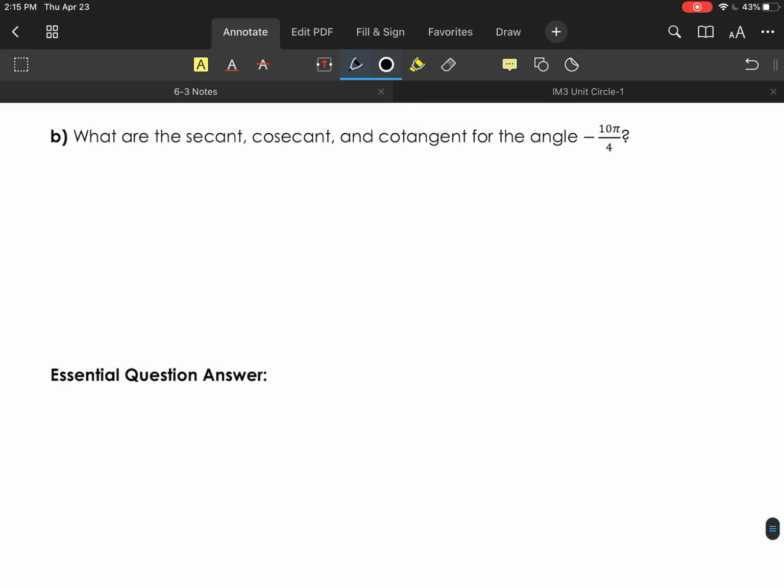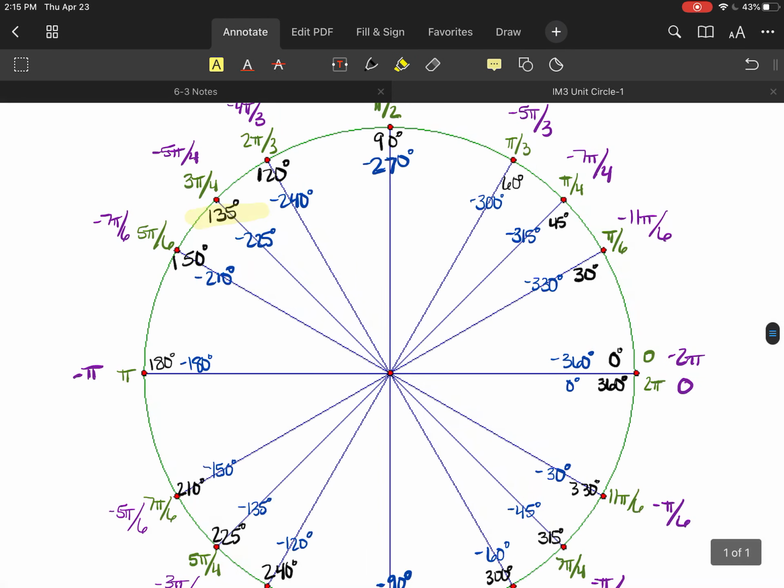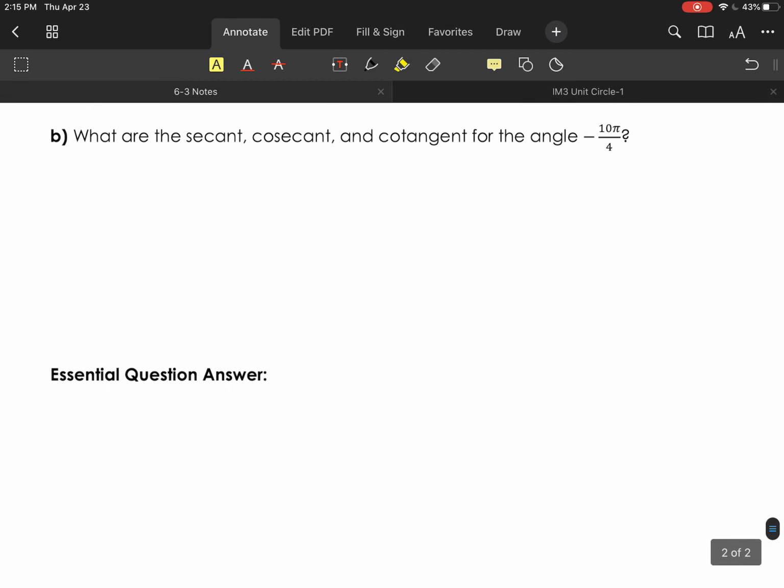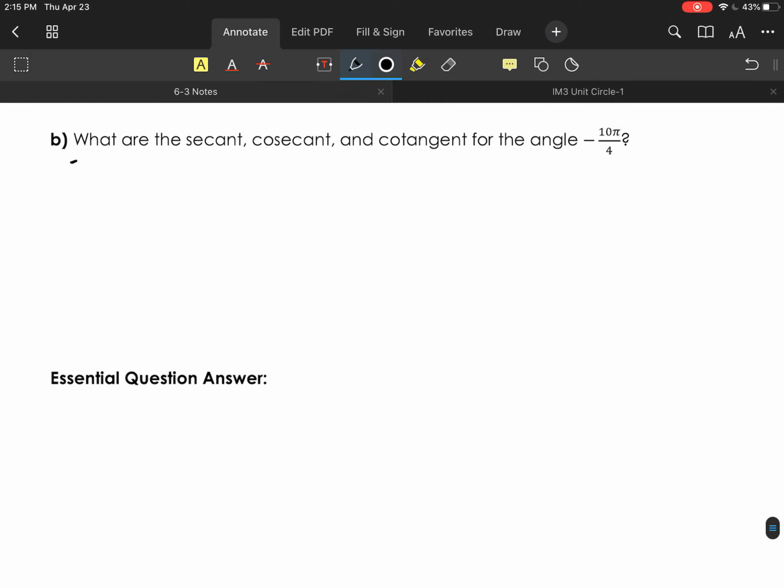Now, letter B, it says, what are the secant, cosecant, and cotangent for the angle -10 pi over 4? Okay, so -10 pi over 4, if you look at your unit circle, you are not going to find that, okay? That's because it's actually bigger than 2 pi. 2 pi is right here. That's the biggest angle in radians. So what I'm going to do is find a coterminal angle, which is a little bit different than when we're doing it with 360 degrees. So 1 full time around the circle is 2 pi. It's actually what we call a period. So 2 pi.